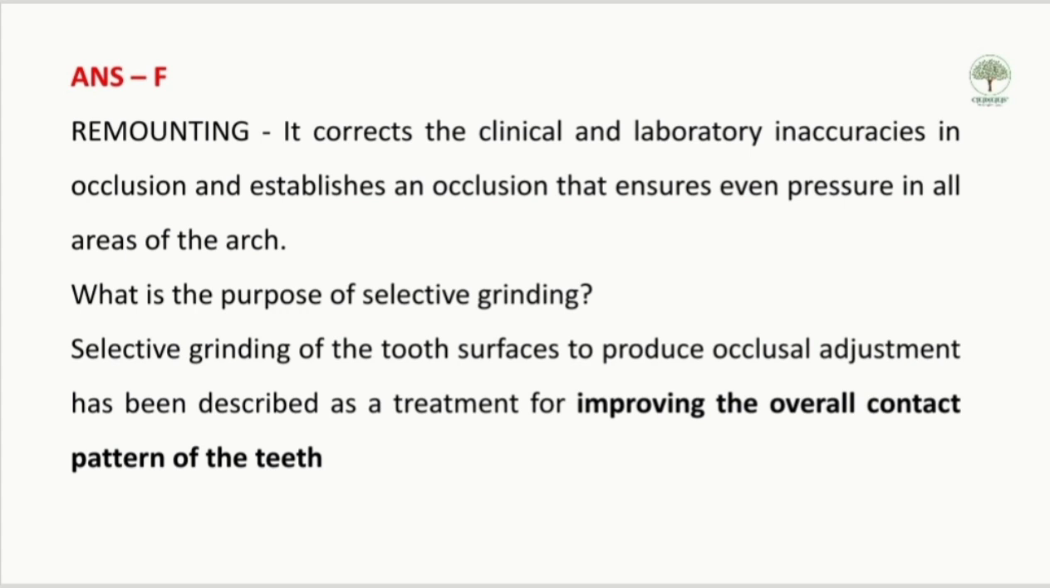Why? Because remounting is a procedure that is done to correct the clinical and laboratory inaccuracies in occlusion and establishes the occlusion that ensures even pressure. And why is selective grinding done? It is done to produce occlusal adjustments that were described as a treatment for improving the overall contact, which means to develop occlusal harmony in centric and eccentric motions. So the options like reducing the vertical dimension, cusp height, or changing the inclination of condylar guidance, all of this holds wrong. That's why D and E are wrong.